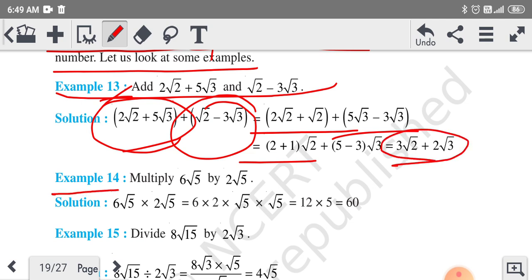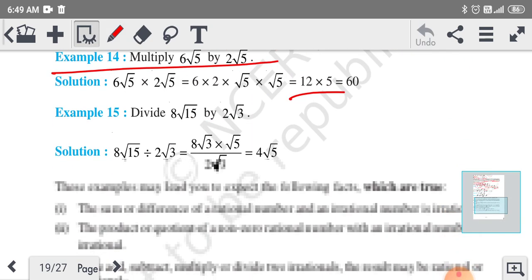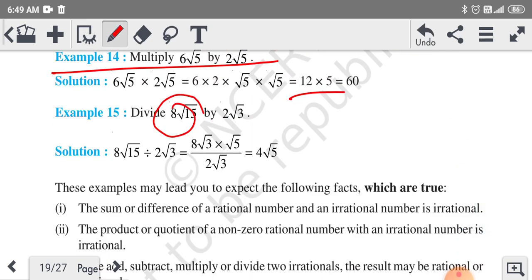Example 14: multiply this by this. So if we multiply, 6 into 2 into √5 into √5, that's equal to 12 into 5 equal to 60. So that comes out to be 60. Then divide: if we divide this by this, we get 3√3 into √5, that's equal to 4√5.